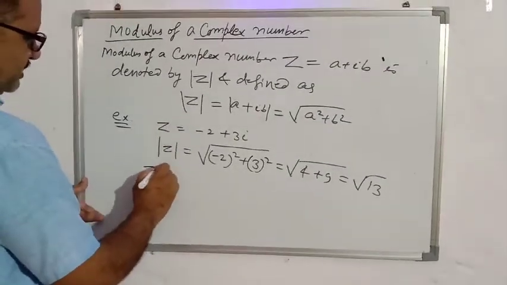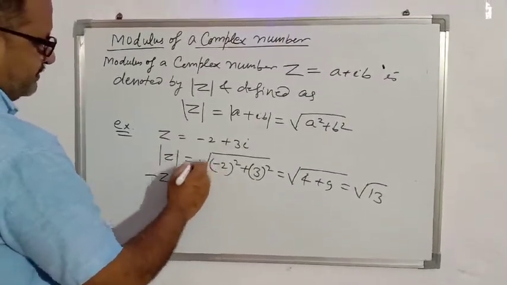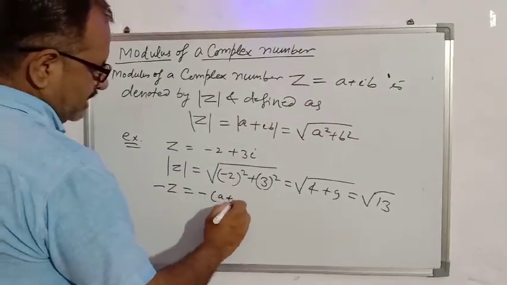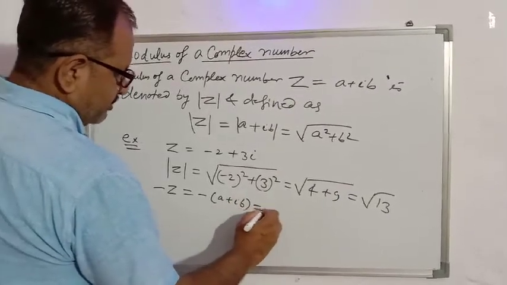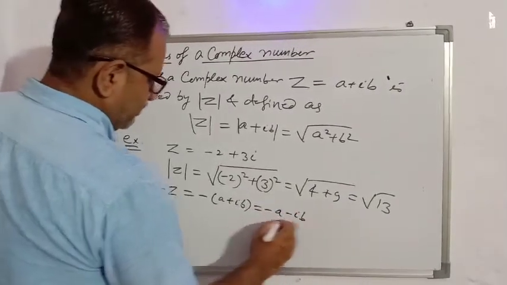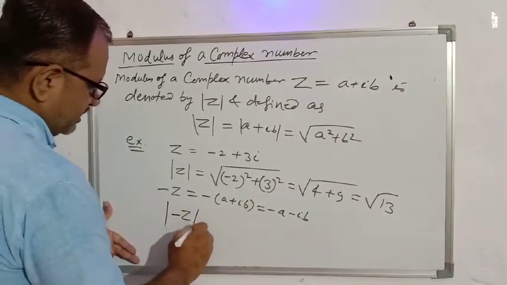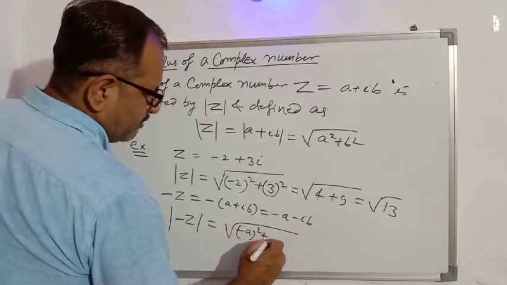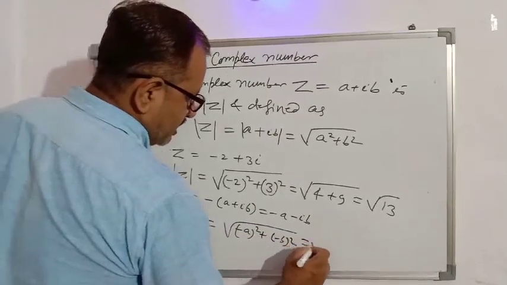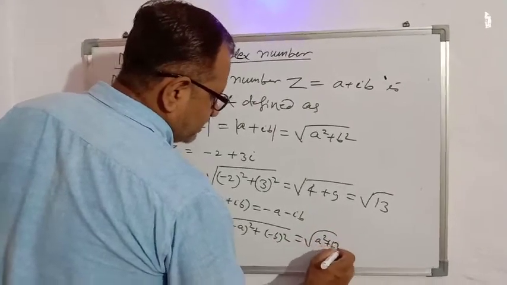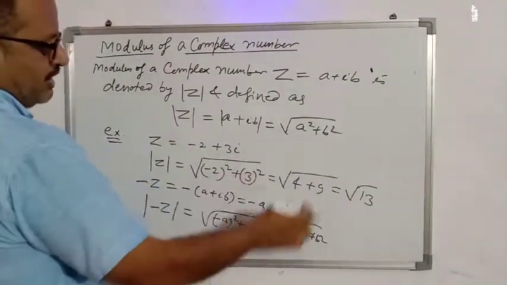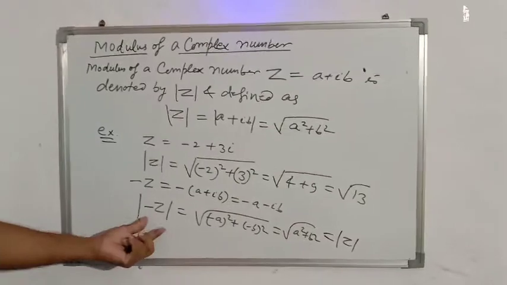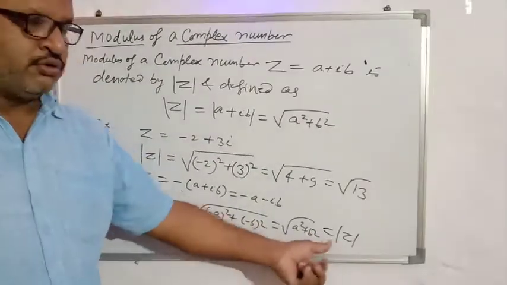If we take minus z, what will be minus z? z is equal to a plus ib, minus z will be minus a plus ib, we can write minus a minus ib. Then mod of minus z will be under root minus a whole square plus minus b whole square. Again we will get a square plus b square, and under root a square plus b square is mod of z. So mod of minus z and mod of z both are equal.